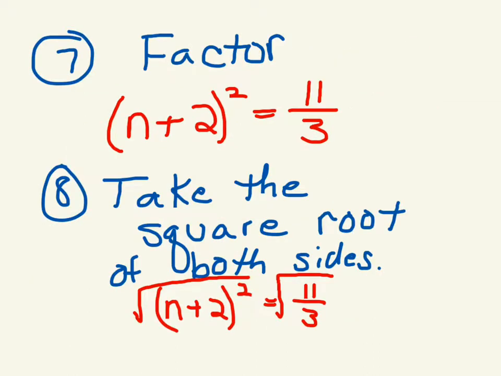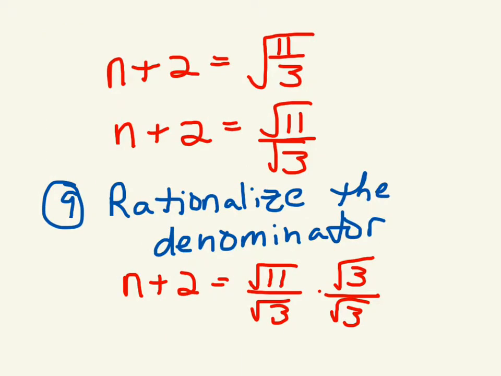Factor. The trinomial ends up in the form the quantity of n plus 2 squared equals 11 thirds. Take the square root of both sides. You end up with n plus 2 equals the square root of 11 thirds. You want to rationalize the denominator. You don't want radical 3 in the denominator. So I'm going to multiply top and bottom by radical 3.